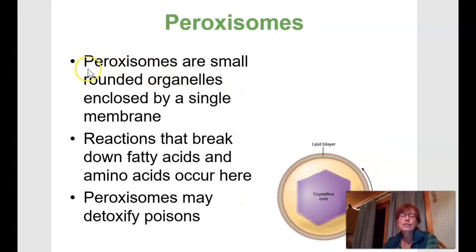Peroxisomes. You might think hydrogen peroxide, and here's the oxy piece of it, right? So peroxisomes are these little circular organelles that have a single membrane that surrounds them, and what they do is detoxify poisons. So these are really important because a cell can be exposed to poisons. Also, things can just build up within the cell that need to get broken down. So that's a peroxisome.